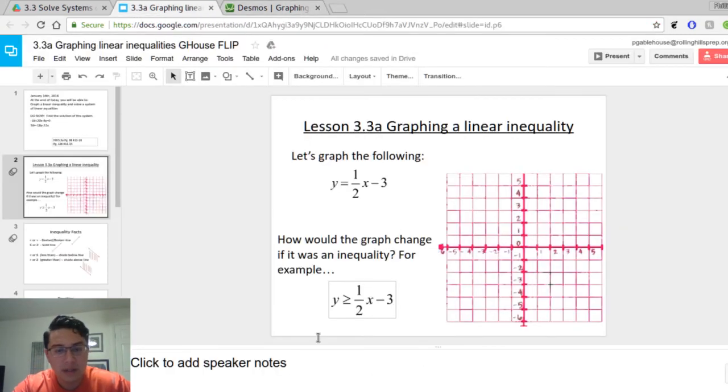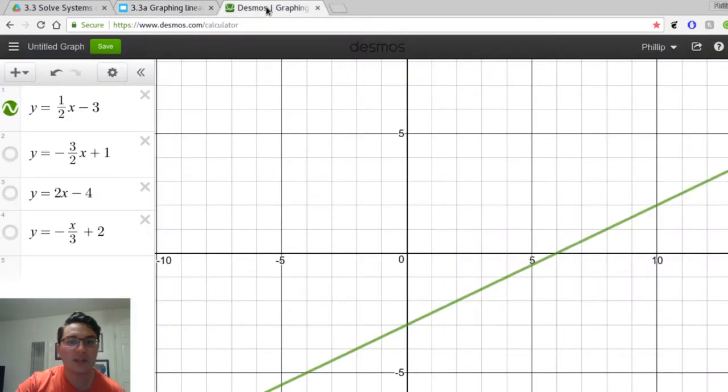The inequality, though, is saying we're looking for all of the pairs x and y such that y will be greater than 1/2 x minus 3. So another way of thinking of this is, the line equal to 1/2 x minus 3 is the collection of points on the line, and the inequality is the collection of points greater than or equal to this line. So if we go back to our graph here, on your graph paper, we have this line.